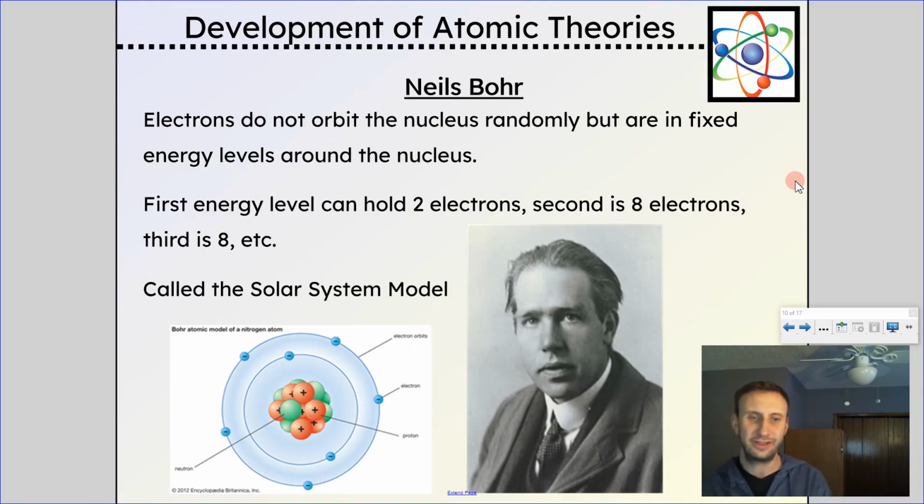So the first energy level, the first height, can hold 2 electrons max. The next one can hold 8, then after that it's 8. So the idea is that electrons in an atom occupy the lowest energy possible. If I have 2 electrons, they're going to go in that first energy level, 1, 2. If I have 3 electrons, 2 will go in the first and 1 will go in the second.